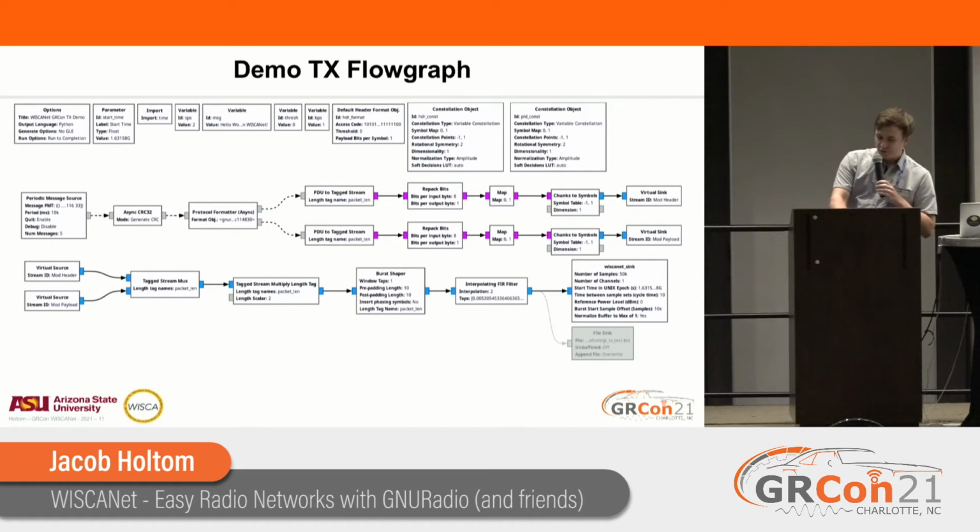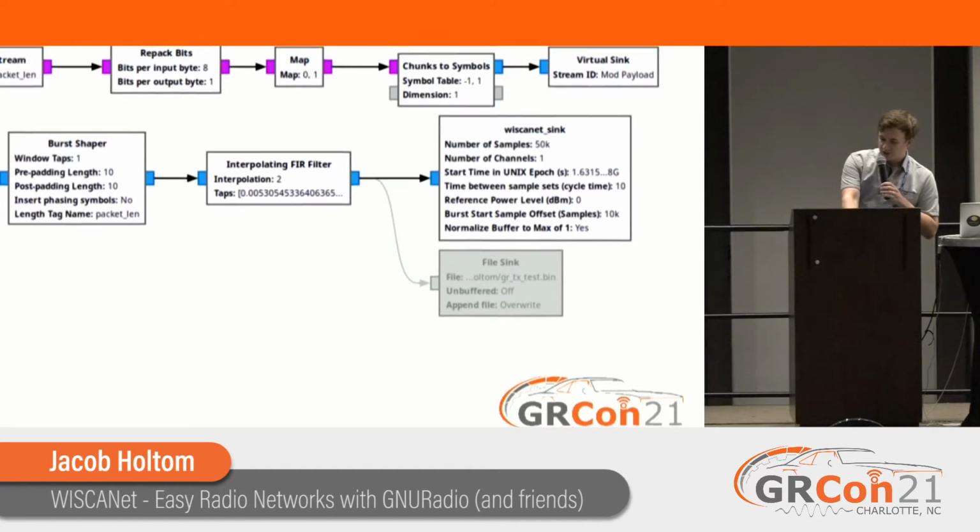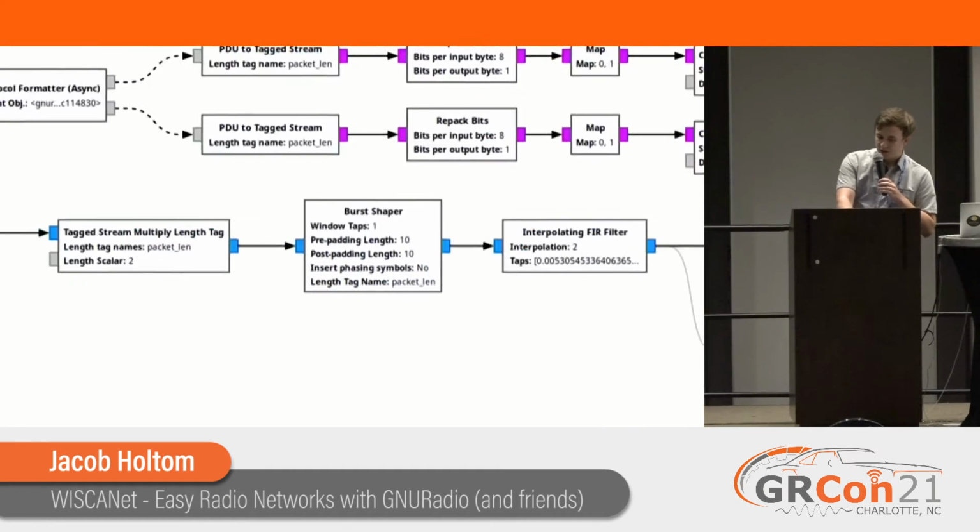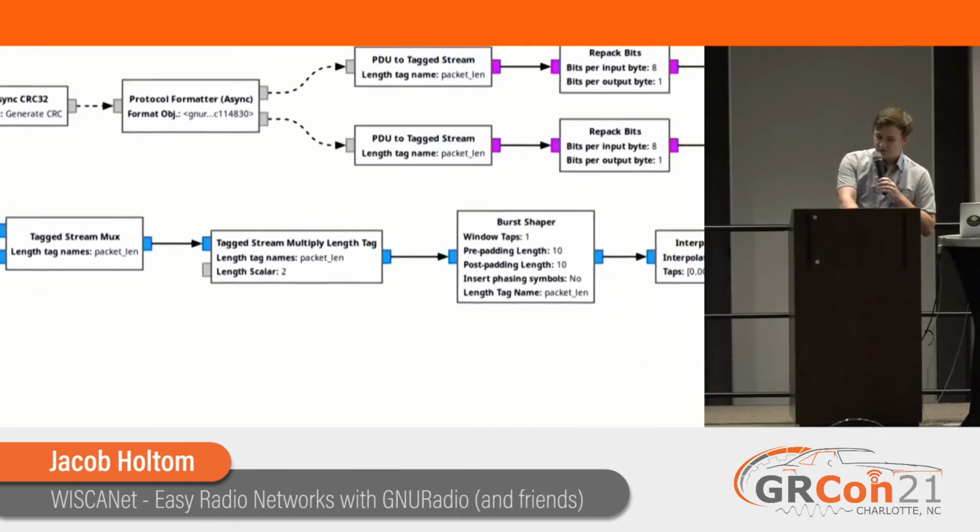But so this one should also appear super familiar in structure, as it's just your BPSK demo flow graph from GNURadio.org, just swapped out with our little WISCAnet sync at the end here instead of a UHD sync or a SOAPy sync. And it has the same parameters where we get our start time from the command line and have some delay between sample sets and some other parameters. But otherwise, it looks basically the same.